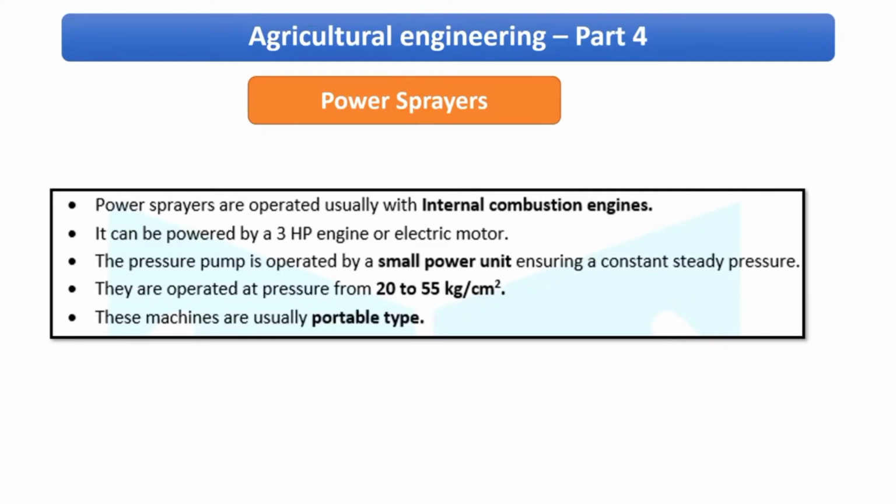Next comes the power sprayer. Again it is usually operated by using internal combustion engines, IC engine. The adequate amount of power that is required is a 3 horsepower engine. So this is important, make note of it. Again the pressure is given, 20 to 55 kg per centimeter square. This is the pressure at which this particular power sprayer operates.